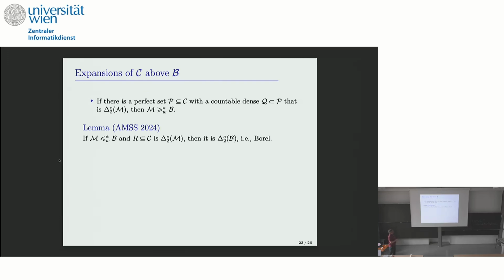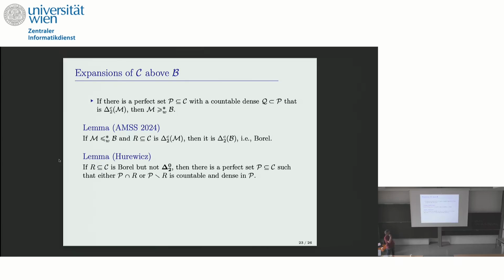Now, it's also the case that if M is generic Muchnik below Baire space, then any relation that's delta 2 in M is actually delta 2 in Baire space. And that means it's Borel from our complexity profiles earlier. Okay, so now we're going to bring in a little bit of descriptive set theory that I promised. It's a lemma of Hurwitz.